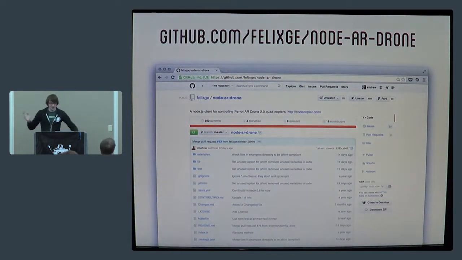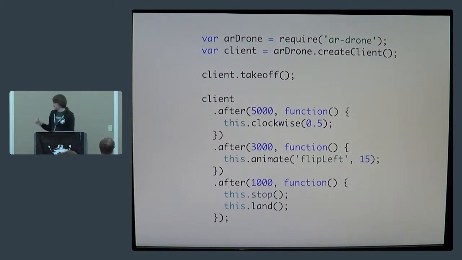So I'm just going to run through some of the different libraries that there are. All these are really easily Googleable. If you just search for Nodecopter or AR drone on GitHub, you'll find them all really easily. So this is the JavaScript one. This is pretty much the same as the demo code that I ran a minute ago, which is called AR-drone.